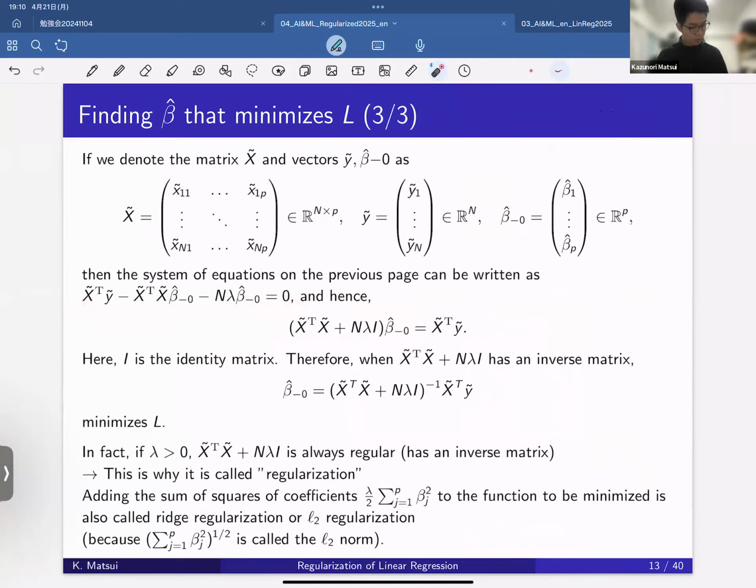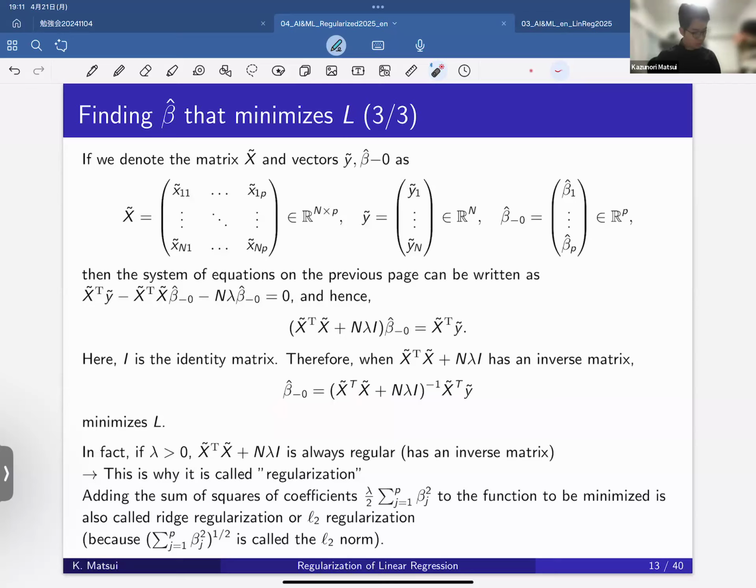And when we collect the terms with beta hat minus 0, we get (x tilde transpose x tilde plus n lambda I) beta hat minus 0 equals x tilde transpose y tilde. When x tilde transpose x tilde plus n lambda I has an inverse matrix, we find that L is minimized by beta hat minus 0 equal to (x tilde transpose x tilde plus n lambda I) inverse x tilde transpose y tilde.